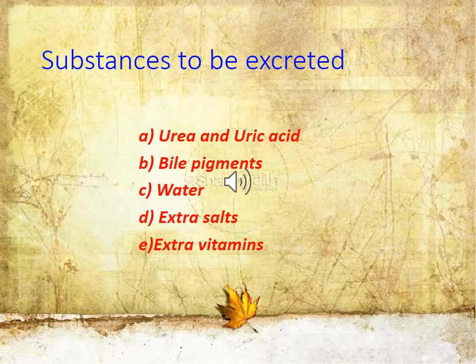Now we have to learn about some examples of those metabolic waste products and the substances that need to be excreted out from our body. The first example is urea and uric acid. Then comes bile pigments. Then the extra water. The next one, extra salts. And the last one, extra vitamins. Whatever extra are there in our body, we don't need those extra things. And those extra water, salts, vitamins should be excreted out of our body.